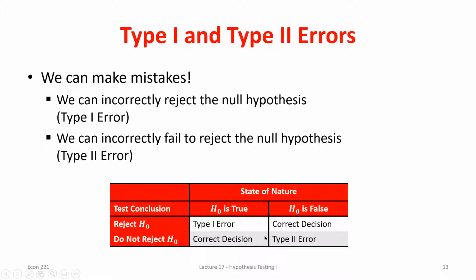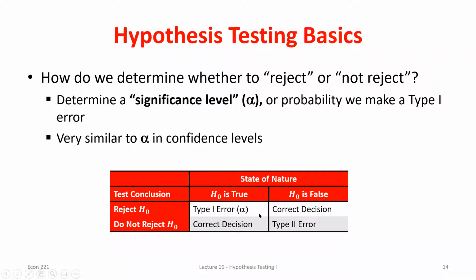And then the other combinations are correct decisions, right? If I reject when it was false, well, I made the right decision. If I failed to reject when it was true, well, I made the right decision there as well. Different combinations of the true states of nature and our rejection outcome. Now, type 1 errors we can think of as essentially alpha, okay? So why is that the case?